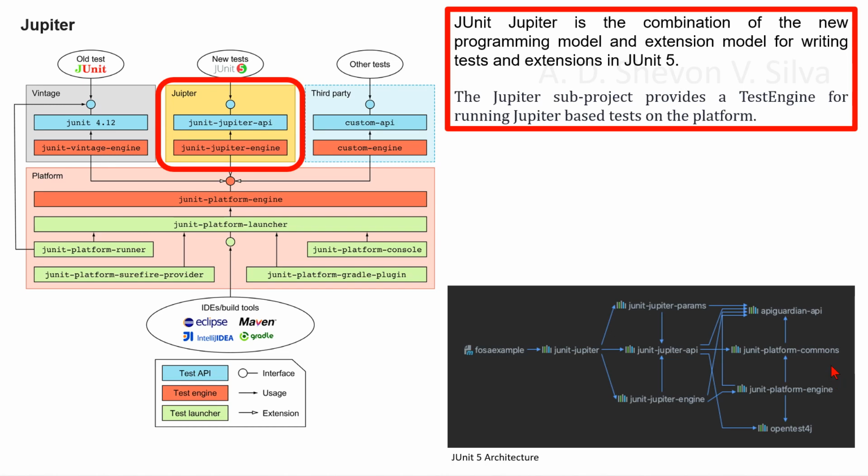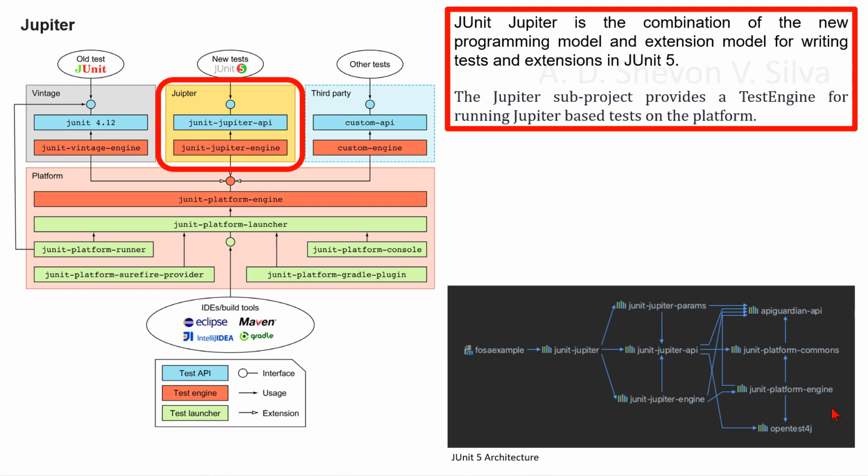JUnit Platform Commons: common APIs and support utilities for the JUnit Platform. Any API annotated with @API status equal to INTERNAL is intended solely for usage within the JUnit framework itself. Any usage of internal APIs by external parties is not supported.